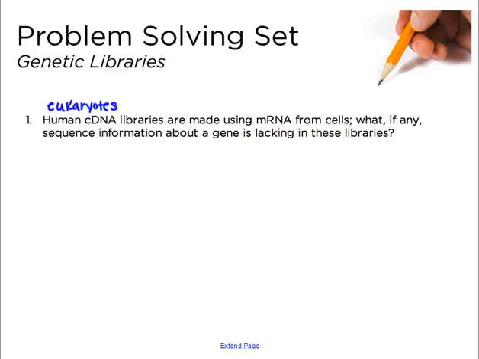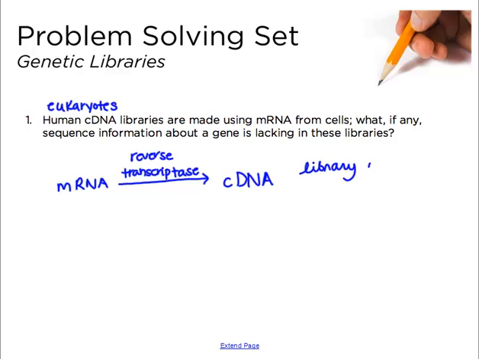And the cDNA libraries are made from mRNA, which are reverse transcribed, done by reverse transcriptase, back into DNA, and we call it cDNA because it is copy DNA. Now, this library is just a library of expressed genes, right? But they're asking us what sequence information about a gene is lacking.